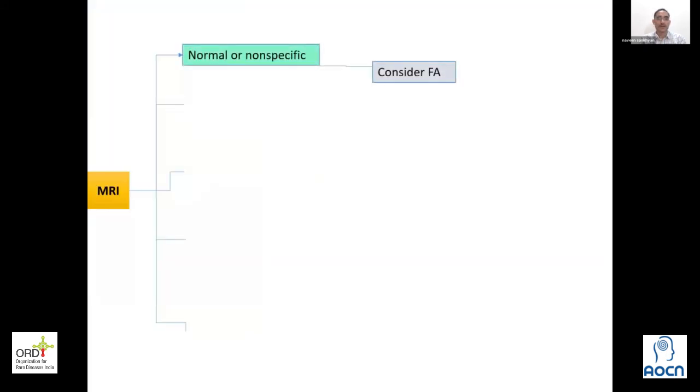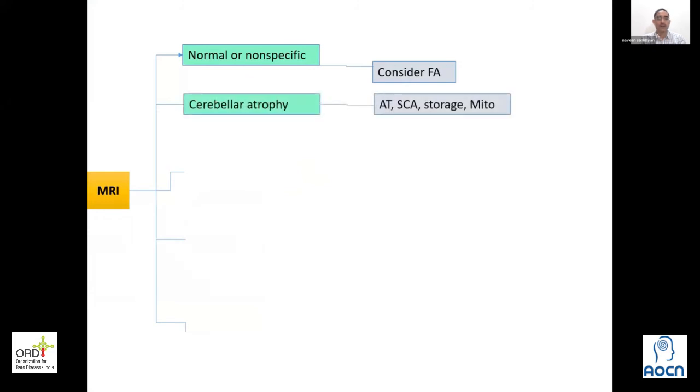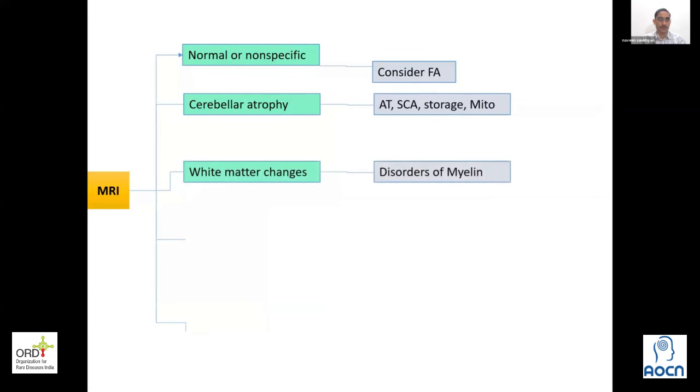So if the MRI is normal or non-specific, and you have a chronic ataxia, particularly in an older child, consider Friedreich's ataxia or one of its differentials. If you have cerebellar atrophy, then consider the ataxia telangiectasia phenotype, SCAs, storage disorders, and mitochondrial diseases.